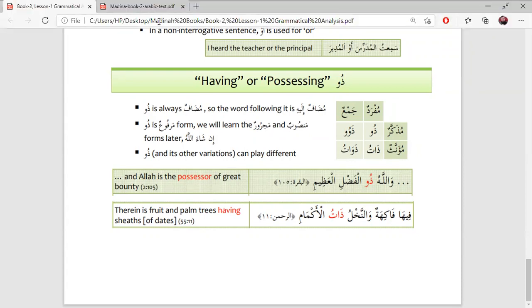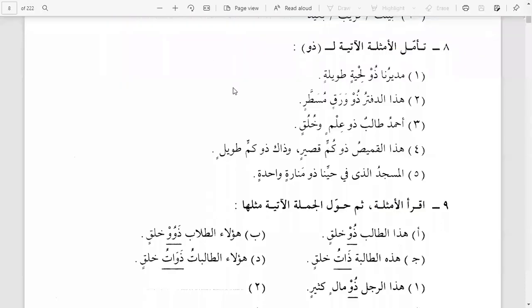All right, so now inshallah we go to the book here. Are you able to see the book now? Yes, sir. Okay, so all right, ta'ammal, and after that you will inshallah complete it. Al-amthalat al-atiyata li dhu. So we have to reflect upon the examples that we have, the ones that have been used for dhu.